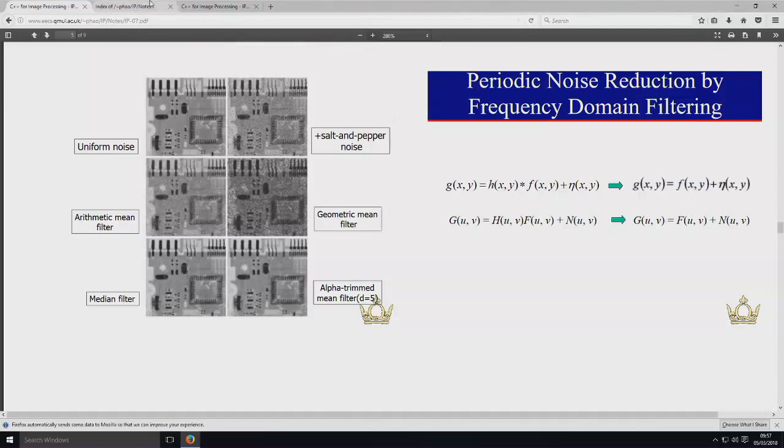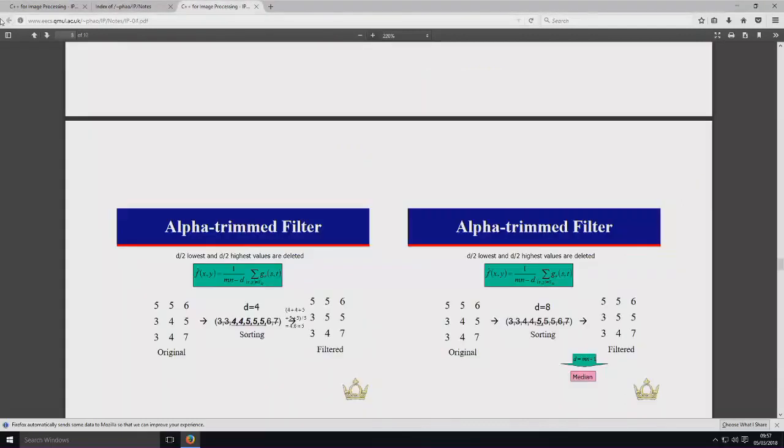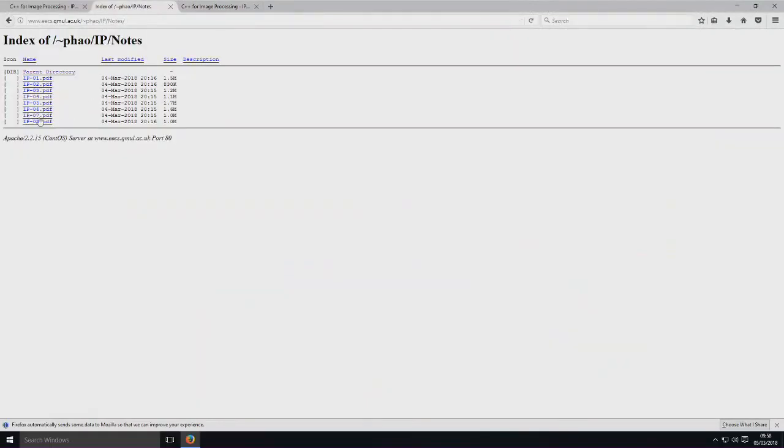I have put all the slides on the web now, even for the image coding here. That's for next week's lecture.